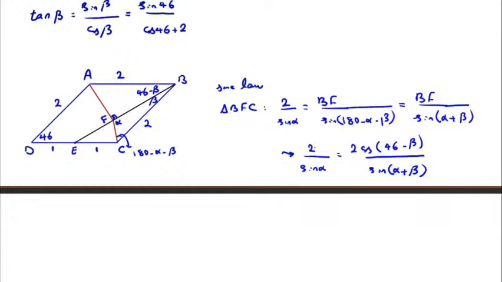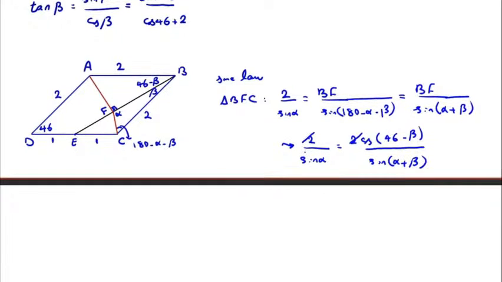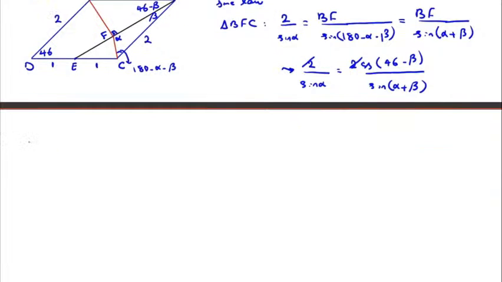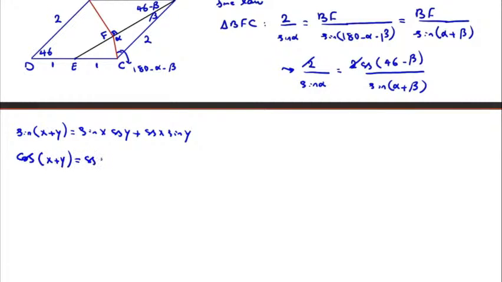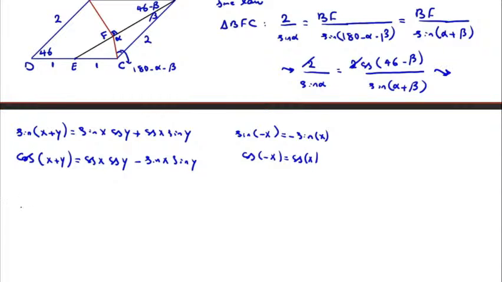If you divide both sides by 2, these two things will be cancelled, and then we cross multiply. Before cross multiplying, let me tell you two things. Sine of x plus y equals sine x cos y plus cos x sine y. Cos of x plus y equals cos x cos y minus sine x sine y. These two formulas are so useful, you should memorize them. Also know that sine of negative x equals negative sine x, and cos of negative x equals cos x. Okay, so let's cross multiply this.